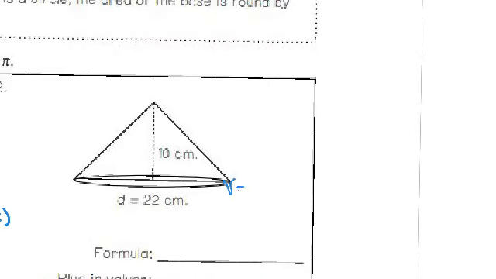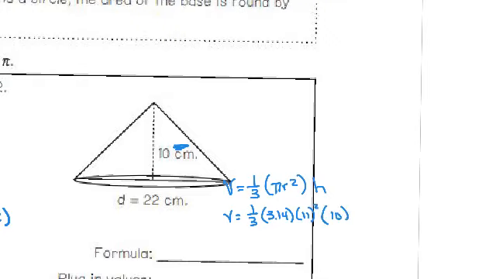Again, it's volume equals 1/3 base, which is pi r squared, times height. Plug in the values. 1/3 times 3.14 times, now what's the radius? Notice they give you the diameter. So what's half of that? 11. Yes, 11 squared times height, which is 10.